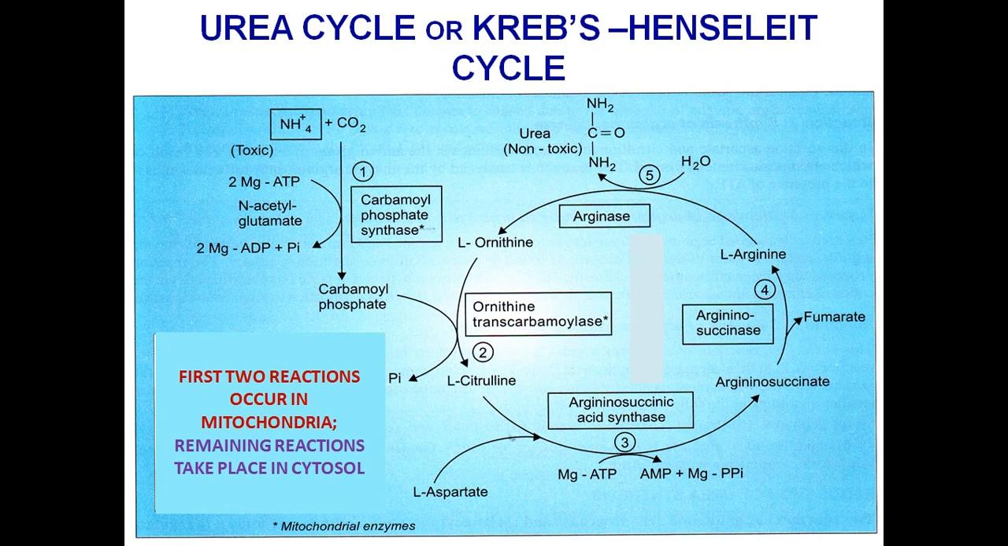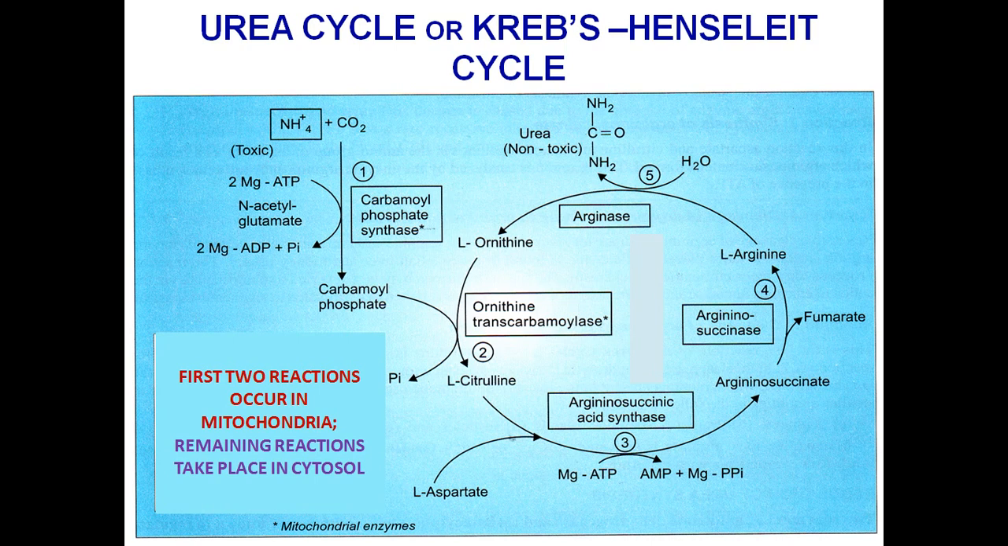L-citrulline. So here there is release of phosphate from carbamoyl phosphate. The inorganic phosphate that is present in carbamoyl phosphate is released, and the carbamoyl group and ornithine will be there, and the resulting compound is called L-citrulline. This reaction is catalyzed by the enzyme ornithine transcarbamylase.